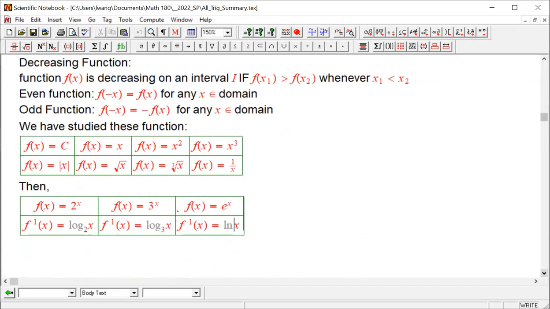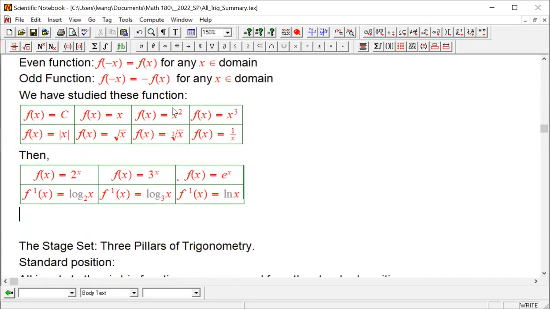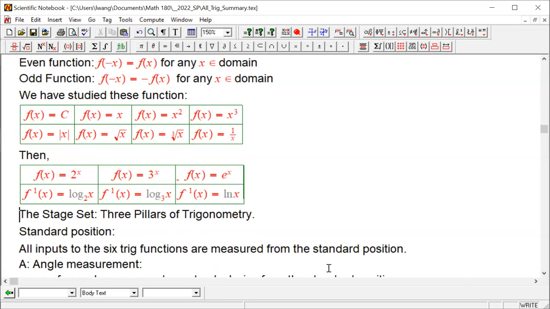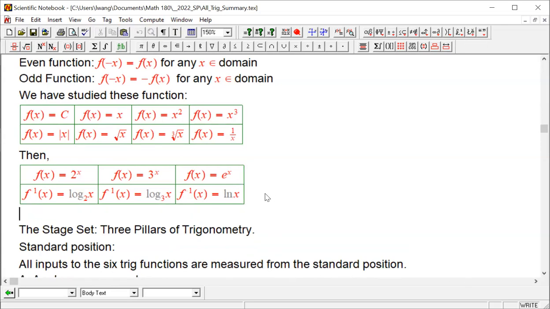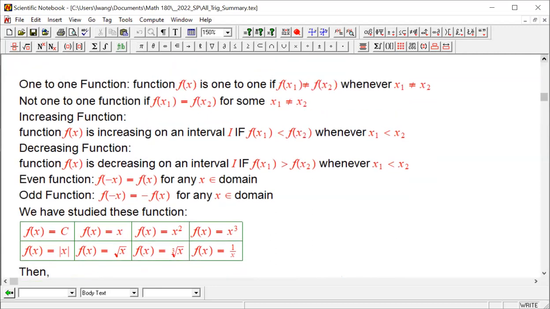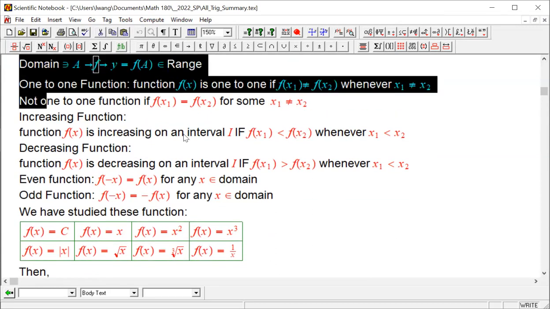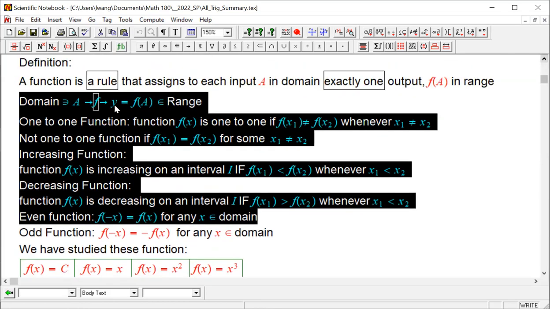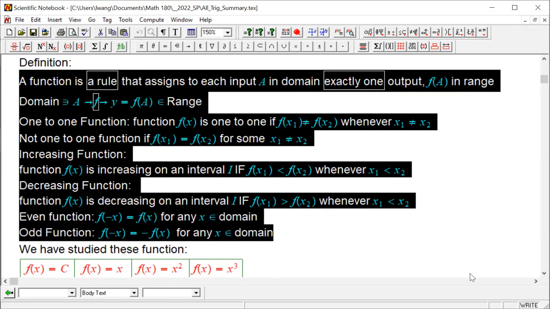So finally, we started to study trig functions. We studied sine, cosine, tangent, cotangent, secant, cosecant, and arc sine, arc cosine, arc tangent, arc cotangent. Of course, we have not studied arc secant and arc cosecant, which we may not have time to do. But you can see we follow the same pattern. They are all under these concepts, and we have studied all of them.